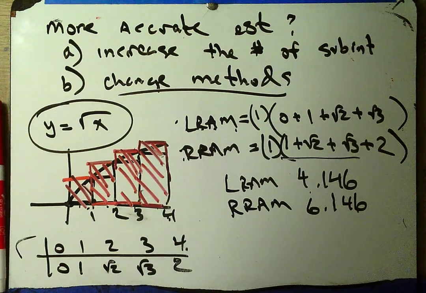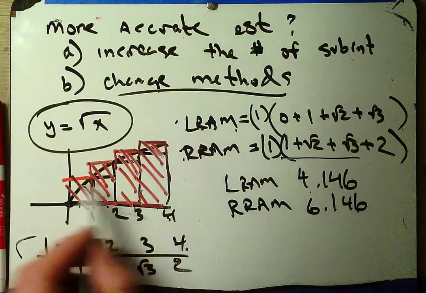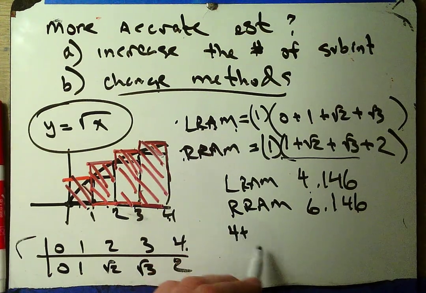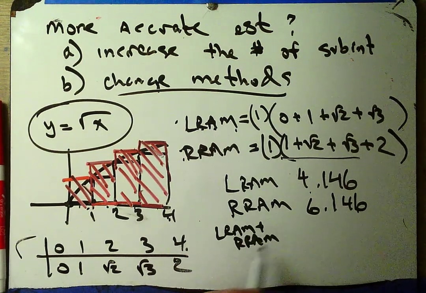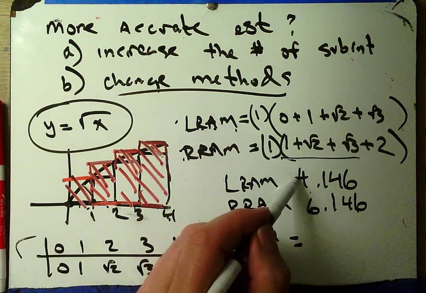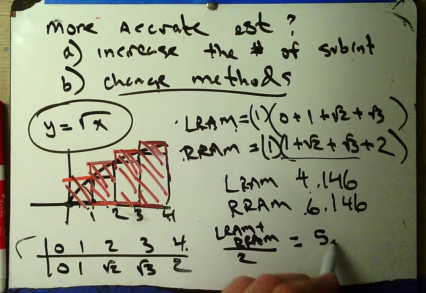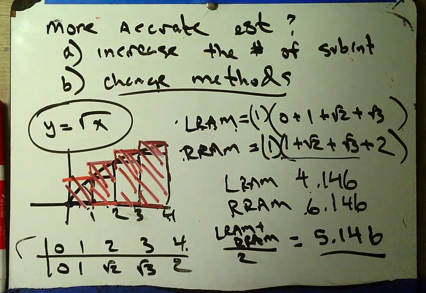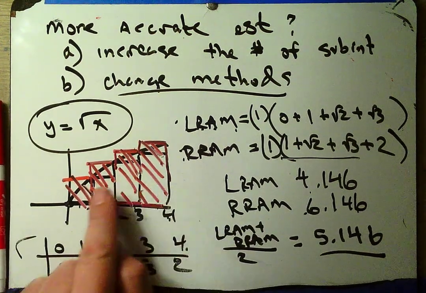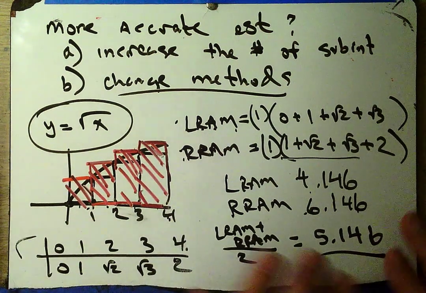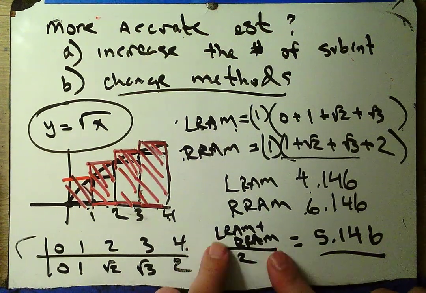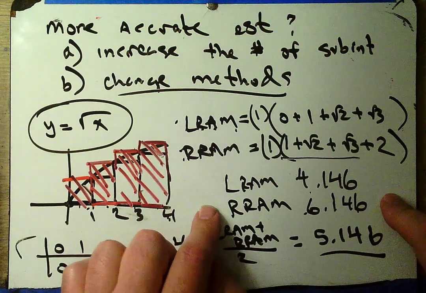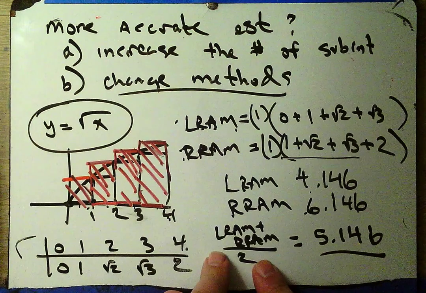I could use MRAM, but what about doing this? What if I averaged LRAM and RRAM? LRAM plus RRAM divided by 2. Well, 4.146 plus 6.146 divided by 2 is going to be 5.146. Wow, pretty smack dab in the middle. But we don't have a straight line here, we have a curve. So I'm expecting that while this is close to the actual area, oh look, another method. We can average LRAM and RRAM, but that's really labor intensive. I gotta find that one, I gotta find that one, and then I have to add them together and divide by 2.